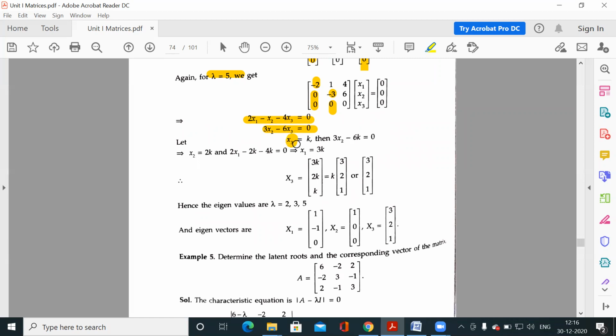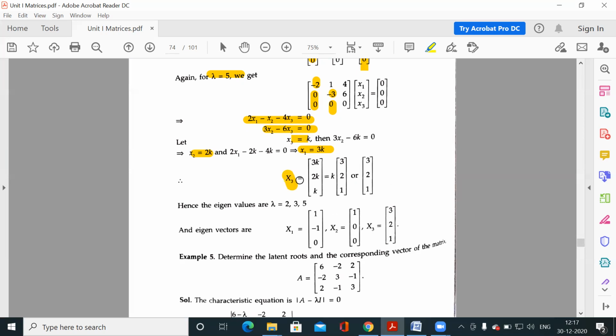So they have set x3 as k. So if x3 is k, then x2 is 6k by 3, that means 2k. So x2 is 2k. Now substitute these values, x3 is k, x2 is 2k. So minus 2k minus 4k, minus 6k. So 6k by 2, that means 3k. So x1 is 3k. Clear? Otherwise, if you take x2 as k, then x3 would be 1 by 2 k, and similarly x1 would be different. But there is no problem because we have infinite number of eigenvectors, so we have to find out one vector out of those infinite eigenvectors.